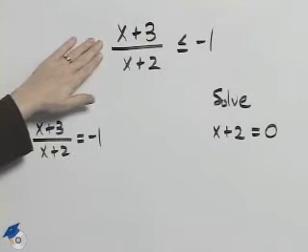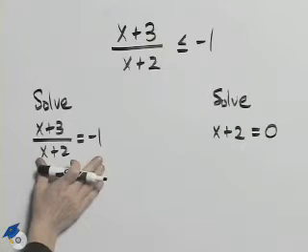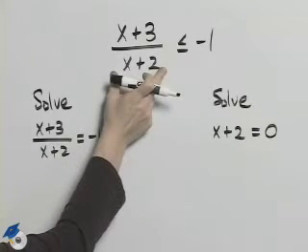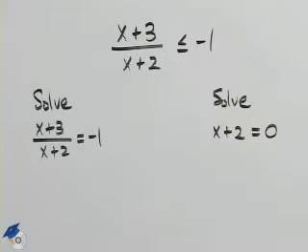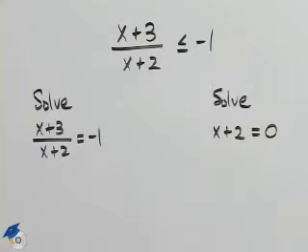To solve this inequality, we are going to solve two different equations to figure out our intervals and gain our test values and so forth. We'll solve this equation where we set the left-hand side equal to -1, and then we'll also solve the equation where the denominator is equal to 0. We want to determine where the function is undefined.